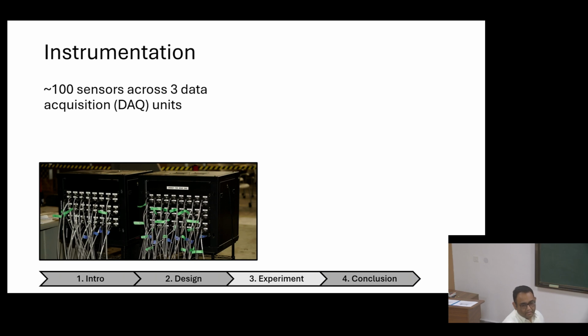Okay. So to measure anything, you have to use an instrument, right? It could be strain gauges, it could be spring potentiometers, it could be LVDTs. Those are all voltage connected. Then they all go into a DAQ, a data acquisition system. This is the backside of the DAQ with all the cables. 100 sensors.